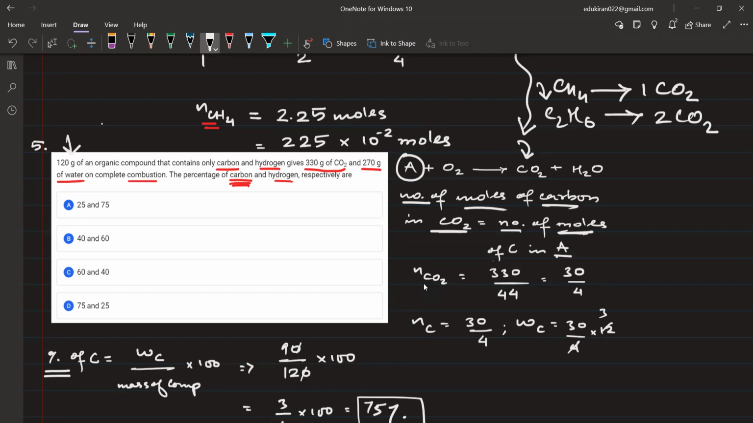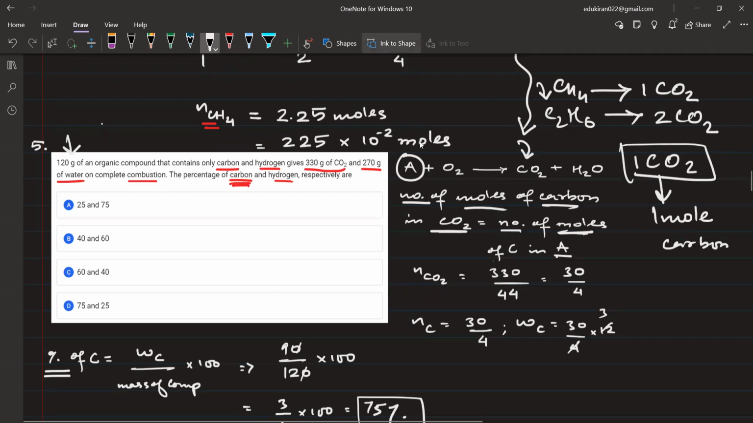Number of moles of, उसके लिए हमको क्या निकालना पड़ेगा? Number of moles of CO2. If I have 1 mole of CO2, that means हमारे पास क्या है? I also have 1 mole of carbon. सही है? Yes or no? Please tell me. Is it right? If I have 1 mole of CO2, that means इसमें क्या है? 1 मोल कार्बन का है. And how many moles of oxygen? Tell me, guys. How many moles of oxygen? 2.